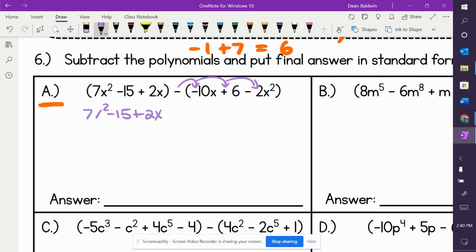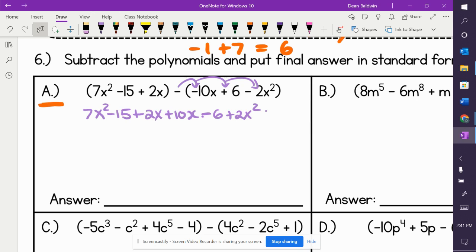Negative 10x becomes positive 10x. You gotta add the other line to make an x. My x's don't want to write for some reason. Thank you. So positive 10x. What happens to the 6, the positive 6 in that bracket? Becomes negative 6. And then the final one, negative 2x squared, becomes positive 2x squared.